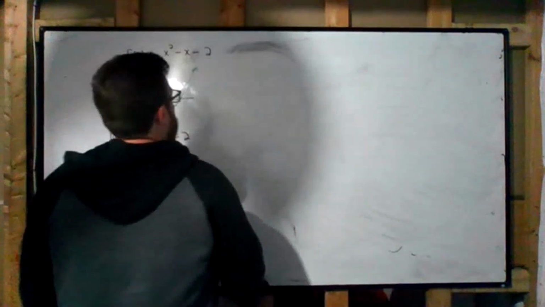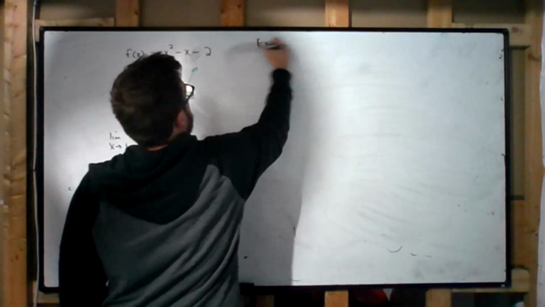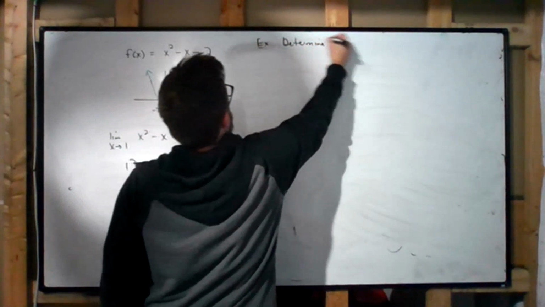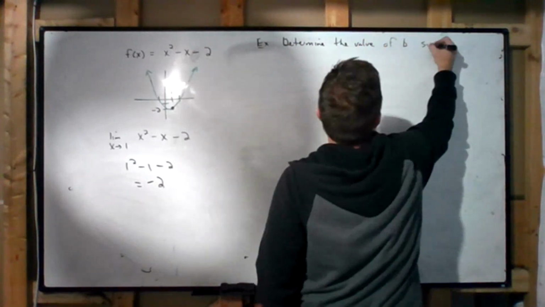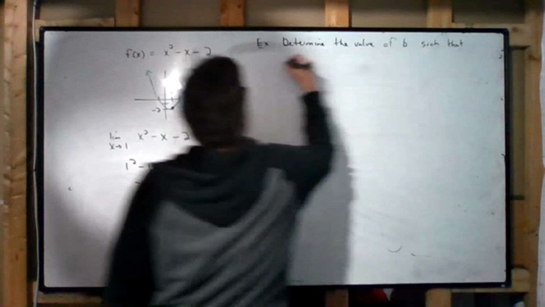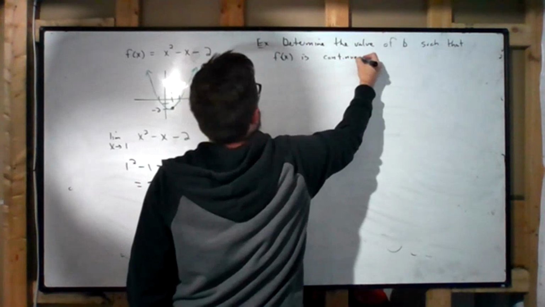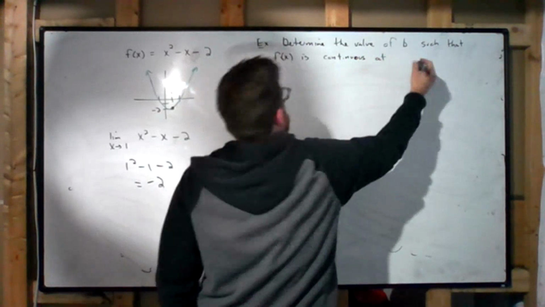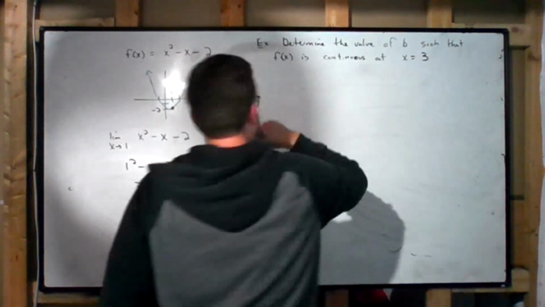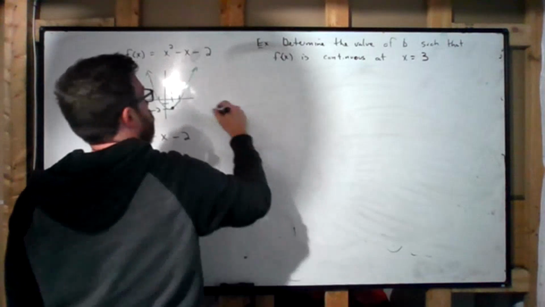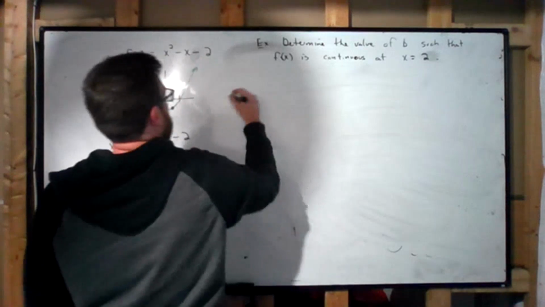All right. So, how do we create a function that's continuous? For example, determine the value of b such that f of x is continuous at x equals 3, for instance. So let's do it this way. No, let's do x equals 2. Just a different number. All right.